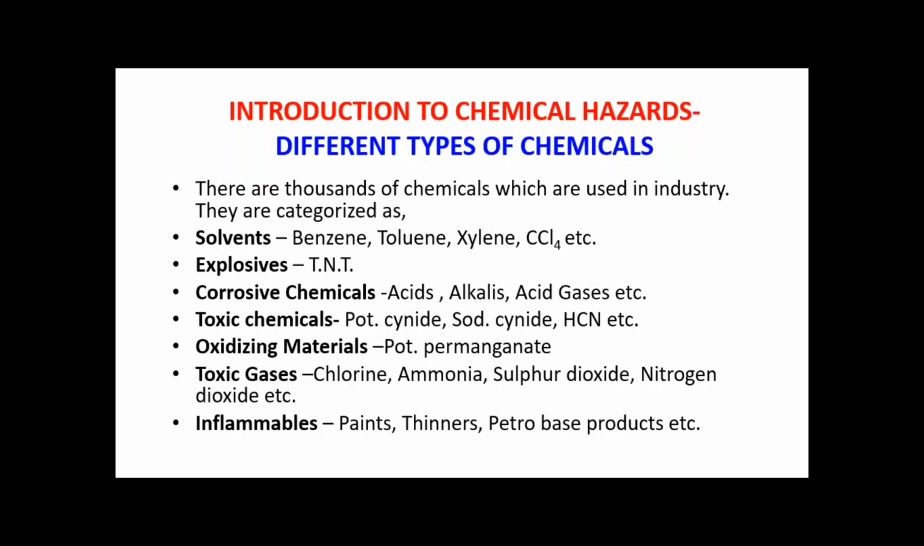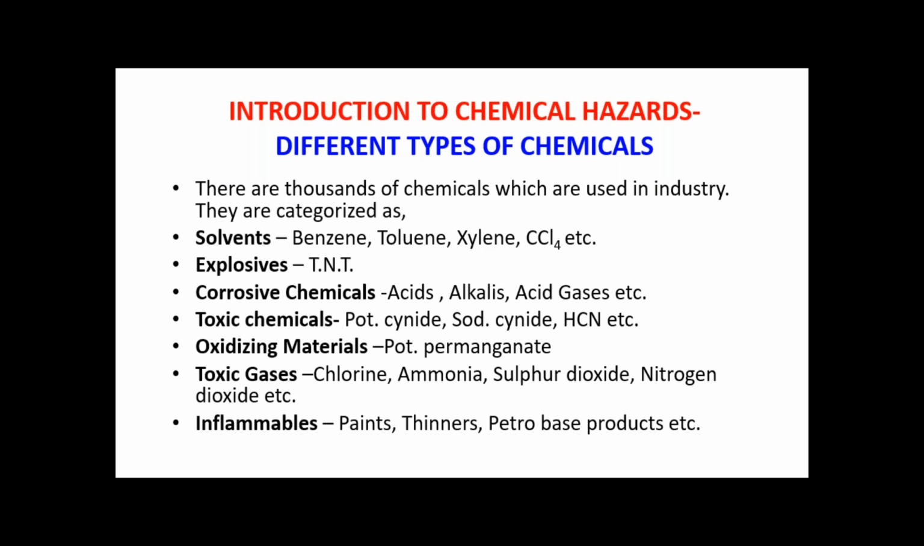etc. Examples of solvents are benzene, toluene, xylene, then CCl4, etc. Explosives may be RDX, nitrogen derivatives, or TNT, trinitrotoluene, etc. Corrosive chemicals may be acidic, alkaline chemicals, or acidic gases. Toxic chemicals may be cyanide derivatives like potassium cyanide, sodium cyanide, then hydrogen cyanide, etc.